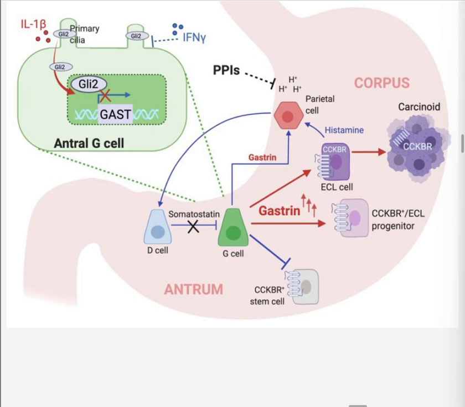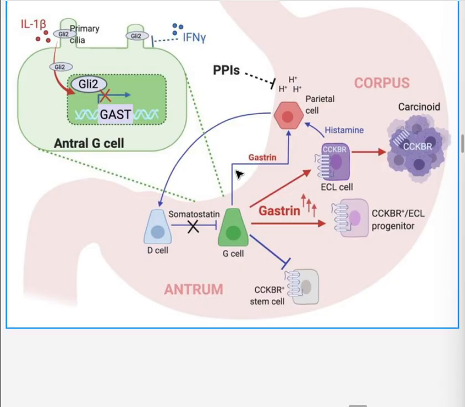So when we talk about gastrin, this is a substance related to the stomach, a hormone produced by the G cells in the stomach. Here you can see the G cells in the stomach. They're mainly located in this pyloric antrum. The main job of these G cells is to stimulate the stomach to produce hydrochloric acid.